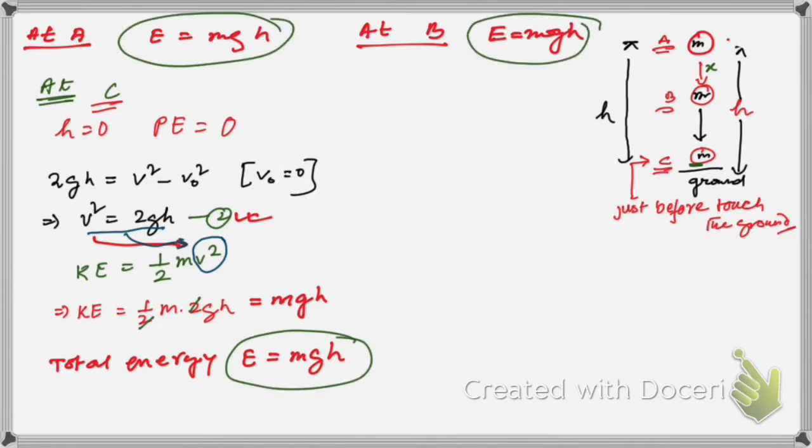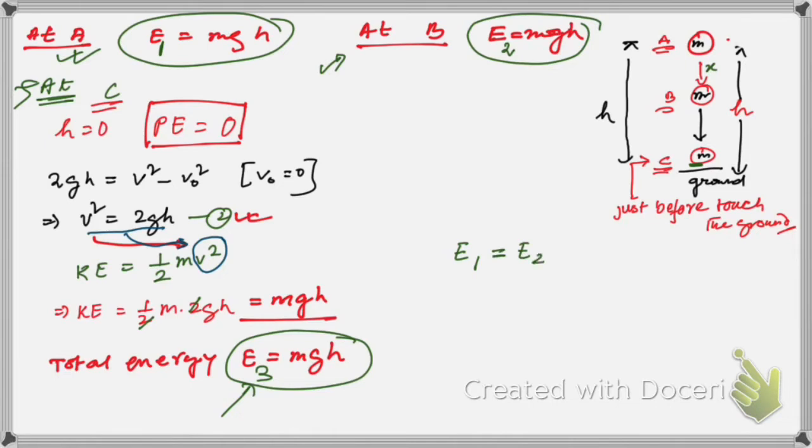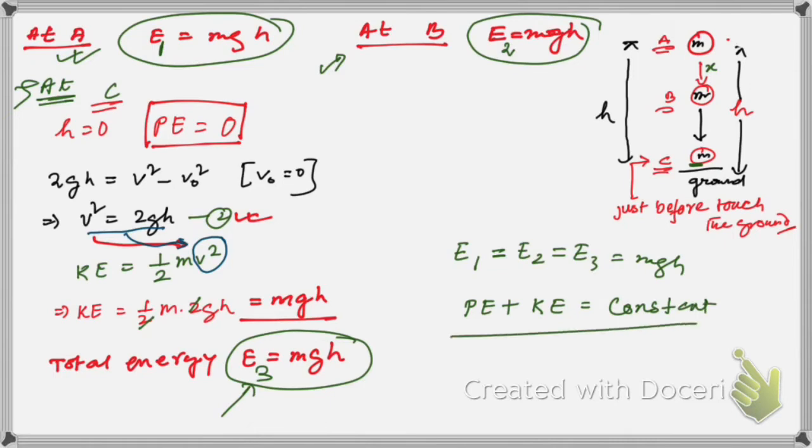So adding the potential energy and kinetic energy, we get the total energy E equal to mgh. Let the total energy at position A be E1, at B it is E2, and at this point C it is E3. If you see all three positions, the total energies E1, E2, E3 are all equal to mgh. The total energy is the same. So we can say potential energy plus kinetic energy, that is the total energy, is constant. That is what we needed to prove, right?